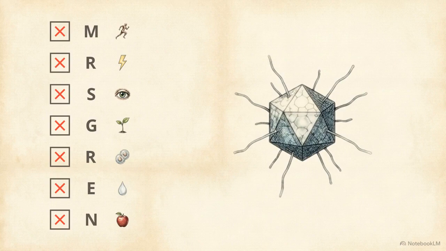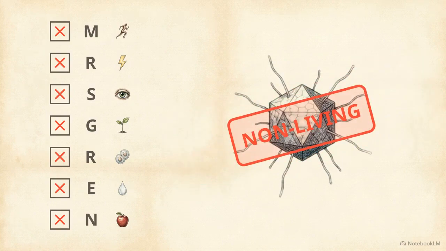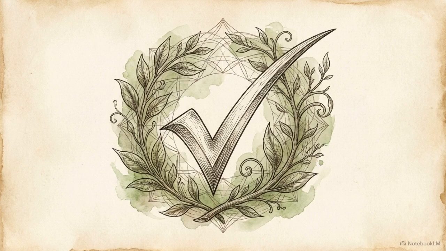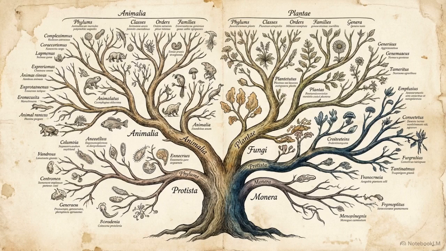Because a virus cannot carry out these 7 life processes on its own without taking over a host cell, biologists do not classify it as a living organism. Once a specimen actually passes the checklist and earns the title of living, your next job is to figure out where it fits within the massive web of life.